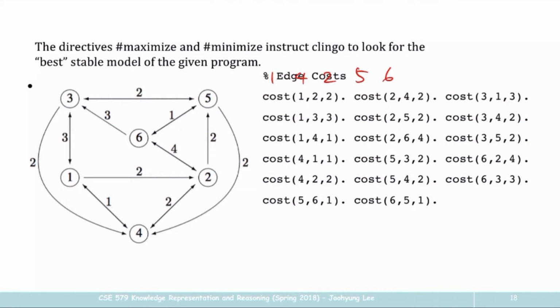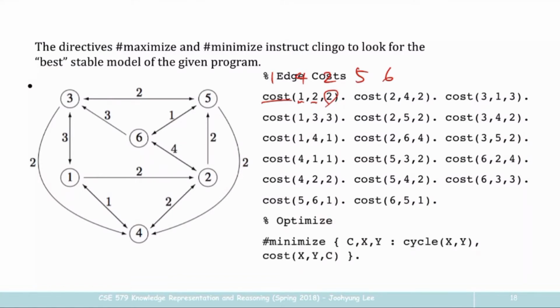Now we have to introduce the cost, and the way that we do it is very simple. You have a new predicate cost, okay, and you just need to say from edge 1 to 2, the cost is 2. So you can just encode it. No surprise. Now finding the optimal plan is easy. Just write this one line, and it will find the solution. Okay. So what does it do here?